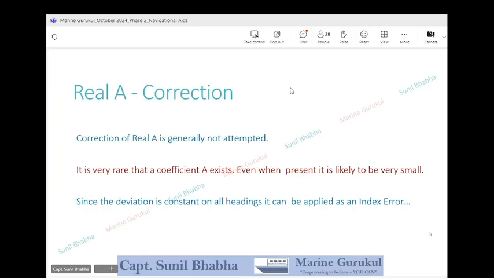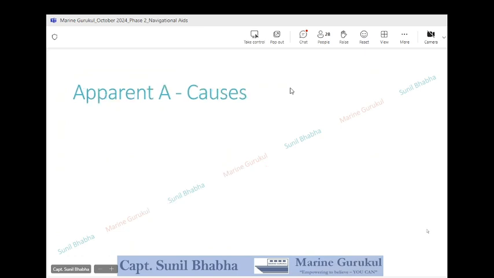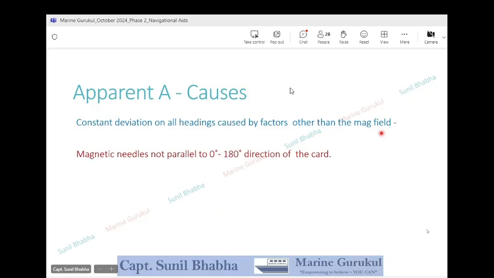Moving ahead now, beta. Now the second component of coefficient A, which is known as apparent A, is basically the constant deviation on all headings caused by factors other than the magnetic field. So any reason, any cause other than the magnetic field which leads to a constant error on all the headings will come under apparent A. There can be numerous reasons for generation of apparent A. Some of the examples, some possibilities which could lead to this kind of an error.